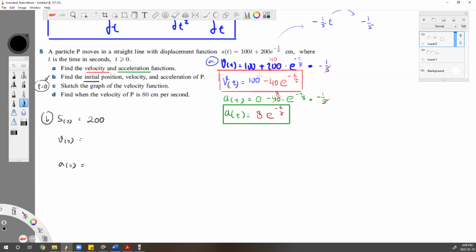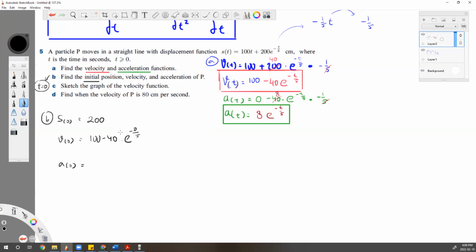I think we can just look at this. 100, right? Only 100. Let's prove it if you don't believe it. Why? Because t is 0, 0 over 5 is 0, e to the power 0 is 1, right? So 100 minus 40 times e to the power 0, right? e to the power 0 is 1, and 0 over 5 is 0. Any 0 over any number is 0 also.